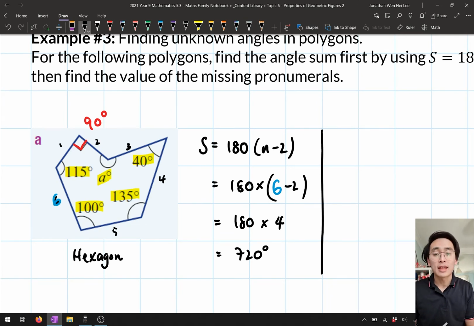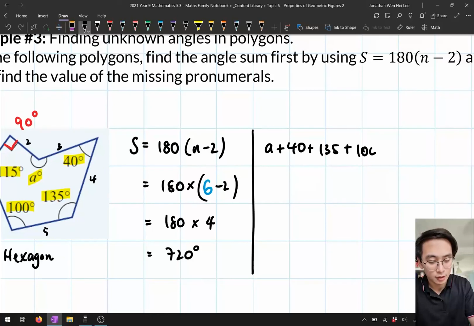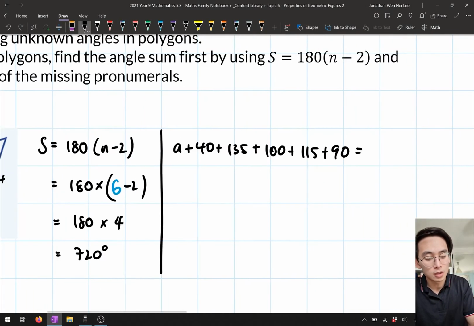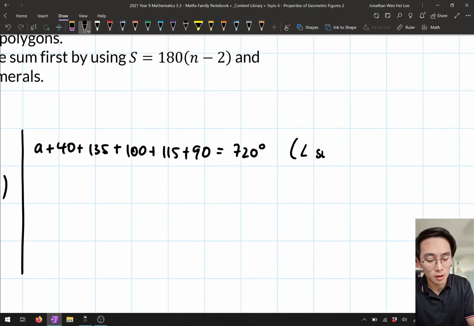So once I've done that, I'm going to write my angle equation just like we did before. We're going to add up all the angles inside my shape and say that is going to equal 720, because that's the angle sum of a hexagon. So I'm going to write them all down. A plus 40 plus 135 plus 100 plus 115 plus 90, that's going to be equal to 720 degrees, because this is my angle sum of a hexagon.